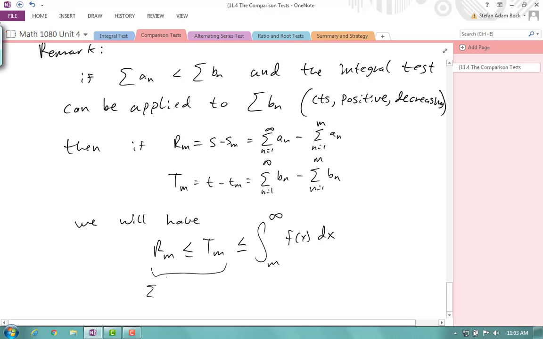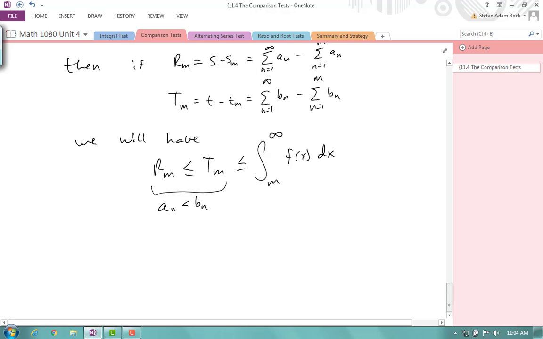because a sub n is less than b sub n, and t sub m is less than the integral from m to infinity of f of x dx, because this is the result of the remainder for the integral test on b sub m. Meaning I can use the upper bound for the error for t sub n as an upper bound for the error for r sub m.